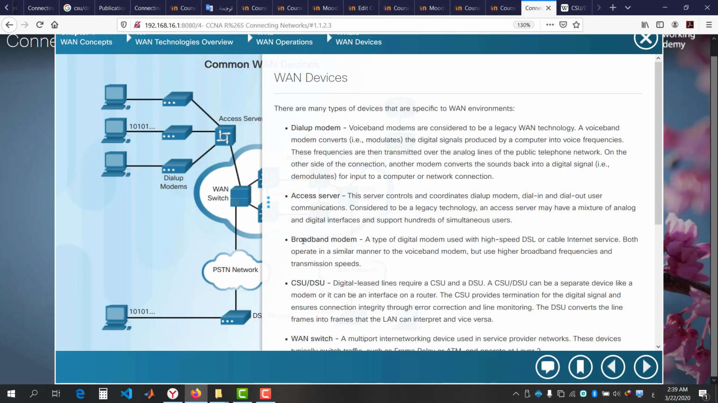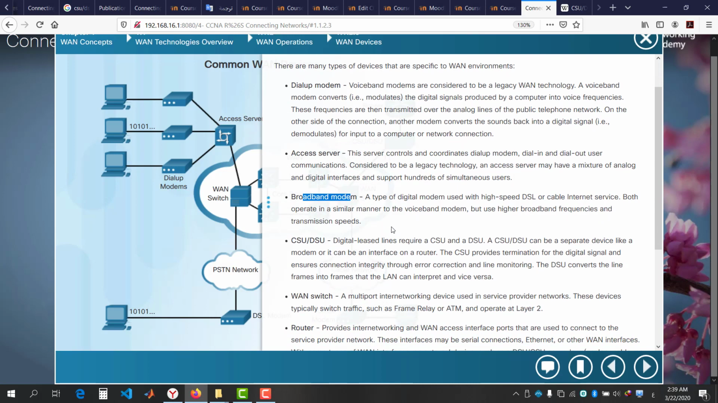Okay, what else? We have another device which is called a broadband modem. Oh, we have the dial-up modem and the broadband modem. What is the difference between the two devices?